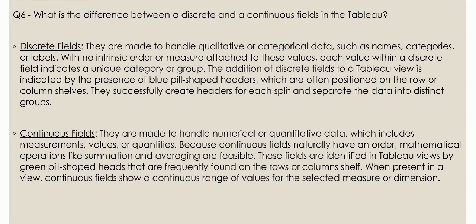Continuous fields. They are made to handle numerical or quantitative data, which includes measurements, values, or quantities. Because continuous fields naturally have an order, mathematical operations like summation and averaging are feasible. These fields are identified in Tableau views by green pill-shaped heads that are frequently found on the rows or columns shelf. When present in a view, continuous fields show a continuous range of values for the selected measure or dimension.